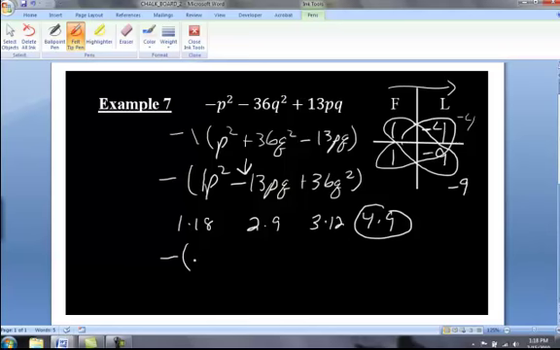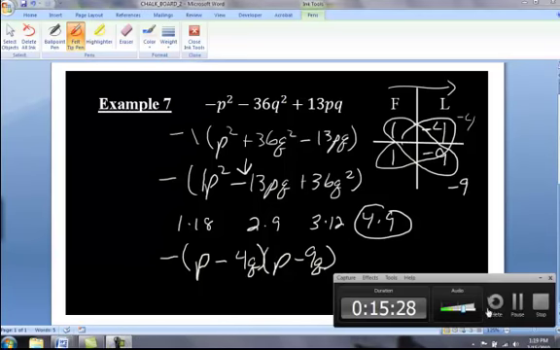In the first set of parentheses, I'm going to have 1p, or just p, minus 4q, because we have to get that q squared term here on the end. And the second set of parentheses is going to be 1p, or p, minus 9q. And that would be our final answer, but don't forget to check it with the FOIL method to make sure everything is correct.